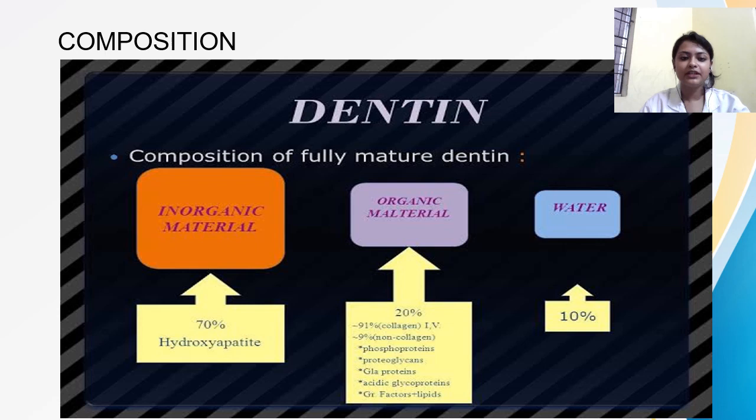Now composition. The composition of fully mature dentin is divided into three. One is the inorganic material, which is 70% hydroxyapatite. Organic material is 20%, of which 91% is collagen, mainly collagen types 1 and 5. 9% is non-collagen, where we will find phosphoproteins, proteoglycans, GLA proteins, acidic glycoproteins and other lipids. The remaining 10% is water. So mainly it is inorganic material, 20% is organic material and the rest 10% is water.